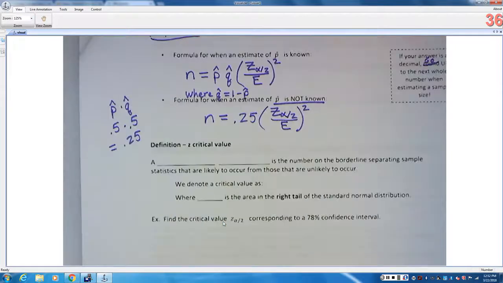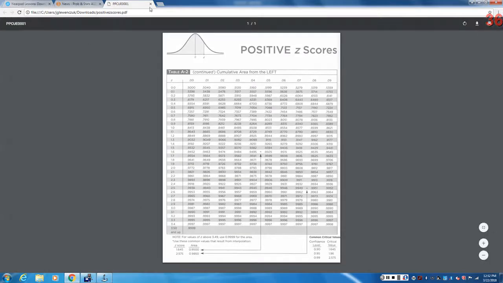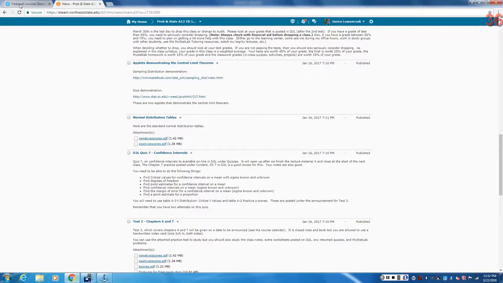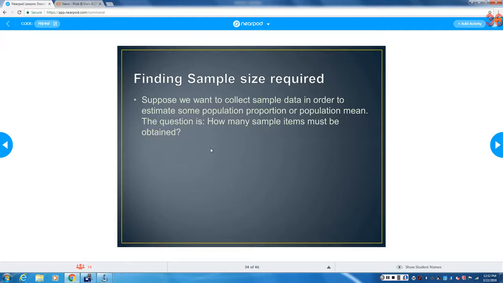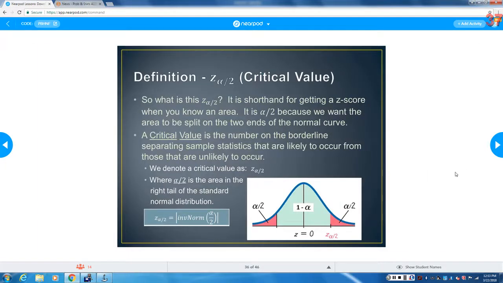But let's talk about what a Z critical value is from the slideshow. What if we want to collect sample data in order to estimate some population proportion or population mean? You need to know how many sample items must be obtained, or the sample size. So here's the sample size for p, and that's what I just wrote down. And here's a critical value. This is the definition of a critical value.